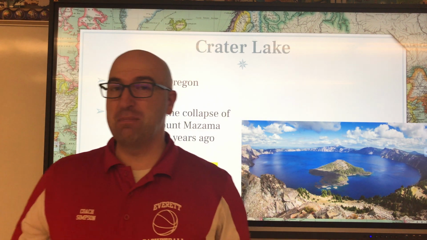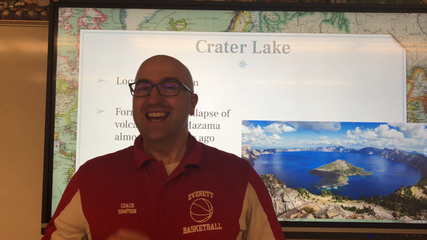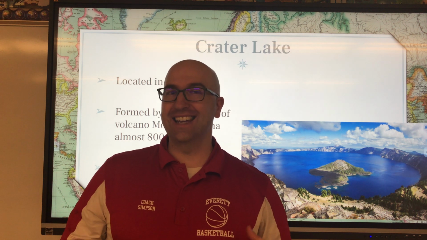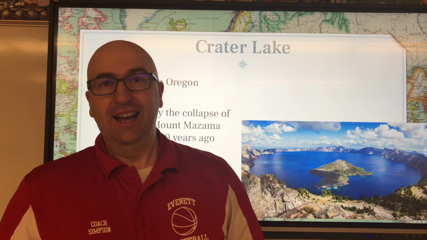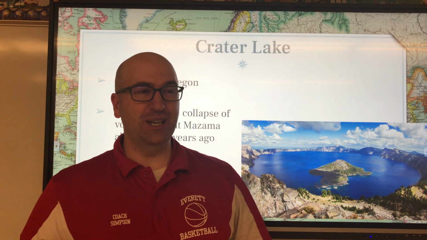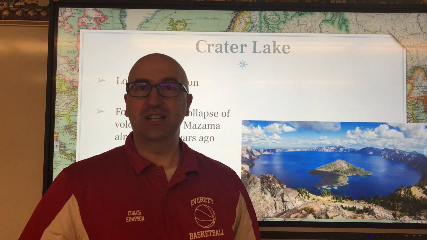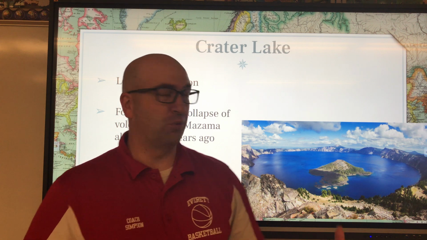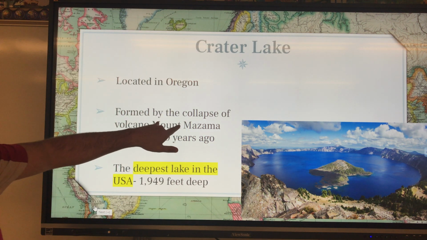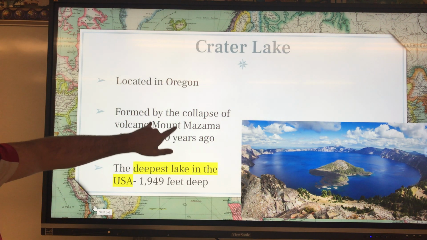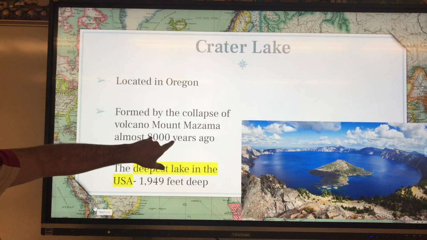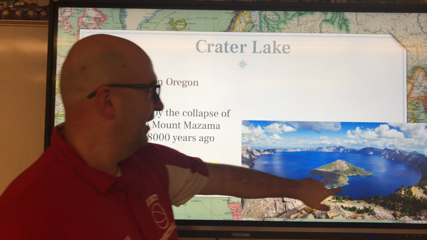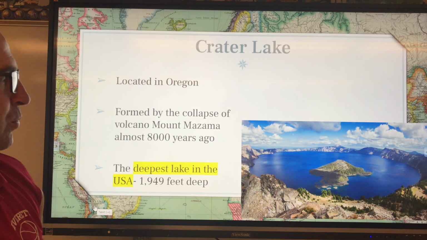All right, our next natural landmark in the United States is Crater Lake. Crater Lake is in the state of Oregon. And Crater Lake is actually an extinct volcano, but the inside of it is actually filled with water. And so it used to be Mount Mazama, but the inside of it collapsed about 8,000 years ago. And now the inside is filled with water.